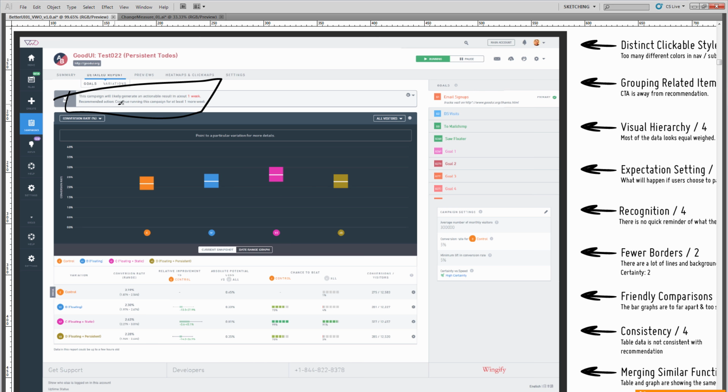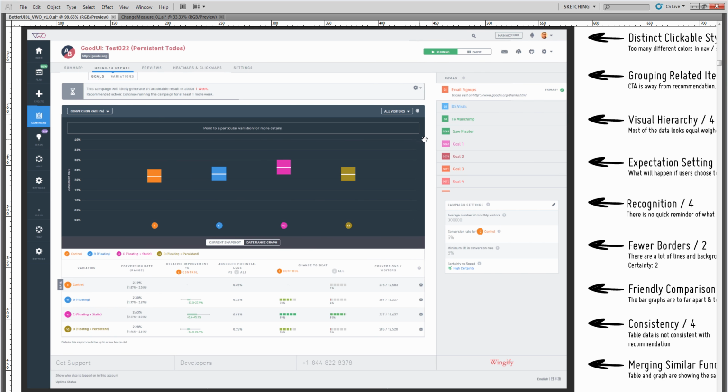Whereas the recommendation is actually right here. So grouping these two together, I believe, would make more sense.